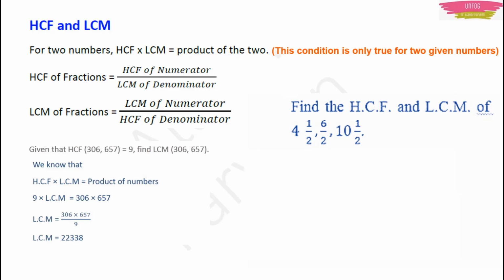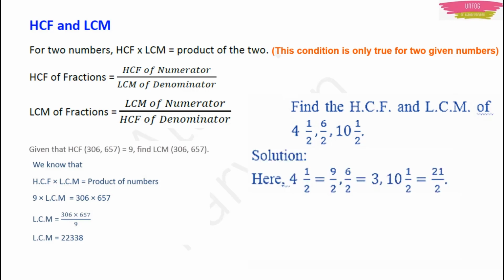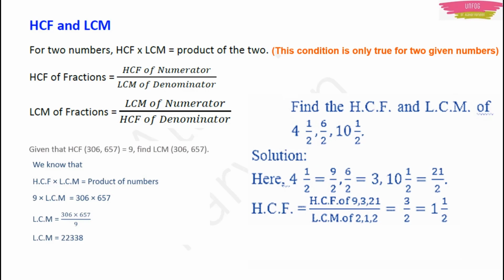First, all the mixed fractions, you convert them to improper fractions. Whenever you come across fractions, remember that if they are proper fractions, no problem. If they are mixed fractions, convert them into improper fractions. This is how you can convert them. Then you find the HCF. HCF of fractions is equal to HCF of numerator. What numbers are there in the numerator after converting into improper fractions? 9 is there, 3 is there, and 21 is there. And in the denominator we have 2, 1, 2. So you can write that here. This will give you the HCF.